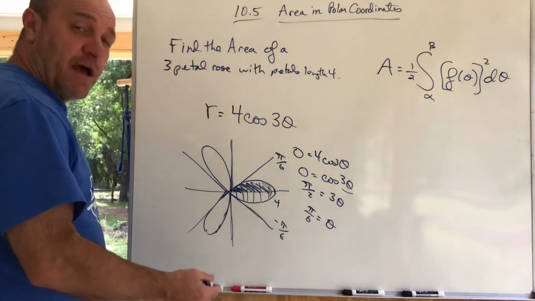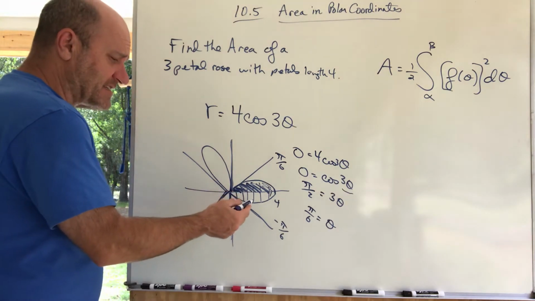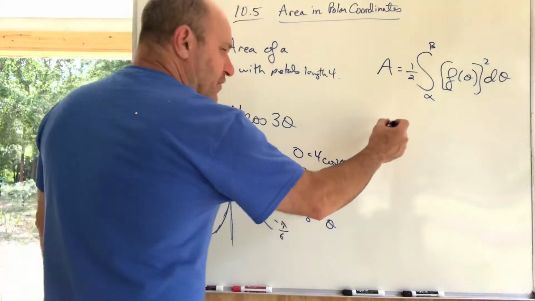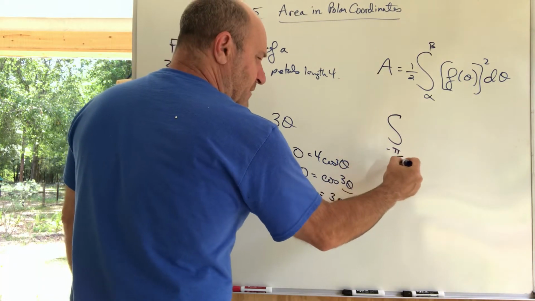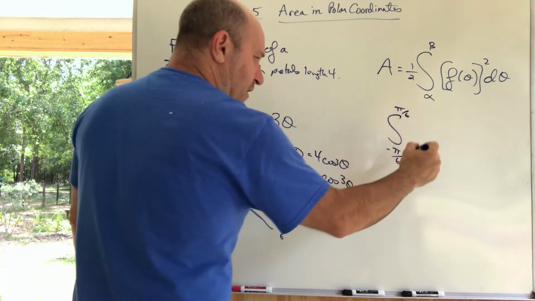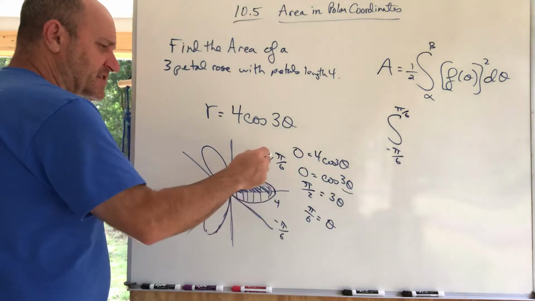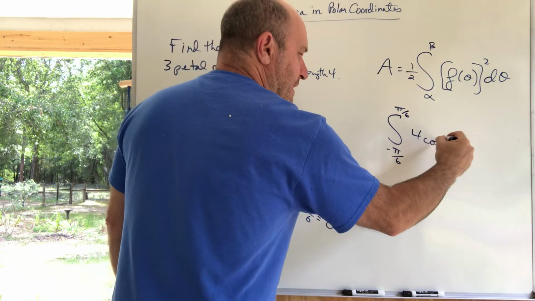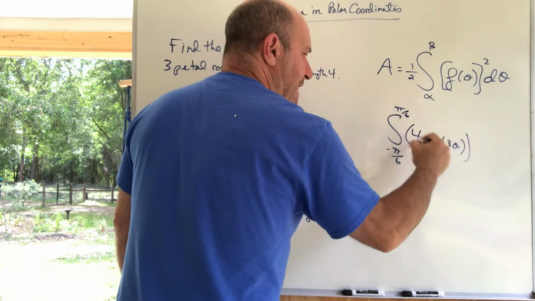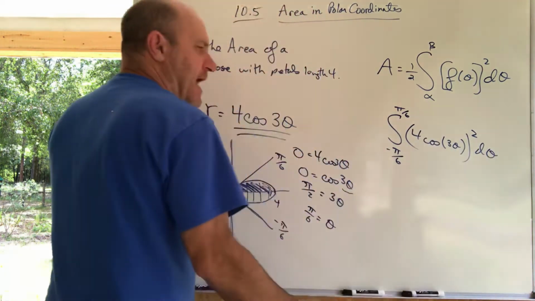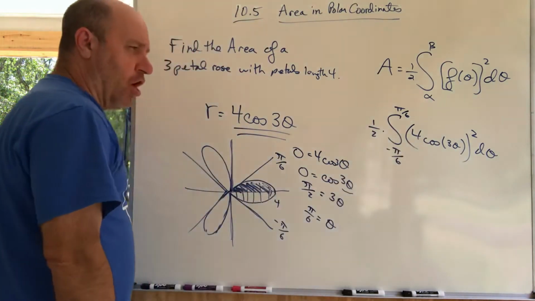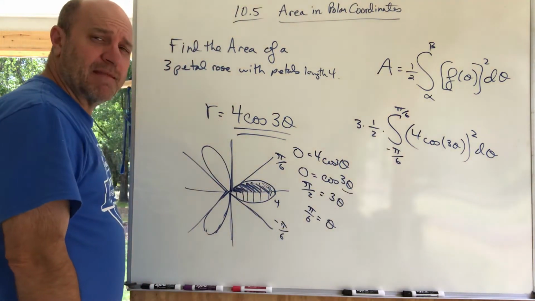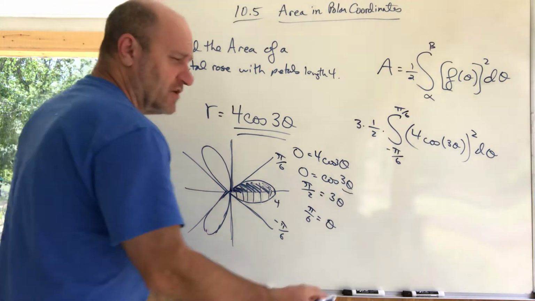So I guess I could set up an integral to get the area of, like I said, this one petal. There's a lot of options, you guys, on how to do this. You could go get this one petal. What am I doing? I'm going from negative pi over 6 to pi over 6. I'm going to take this function and square it. And there's a half out front. Oh, and I'm only doing one petal, so I guess I should multiply by 3. So that works.